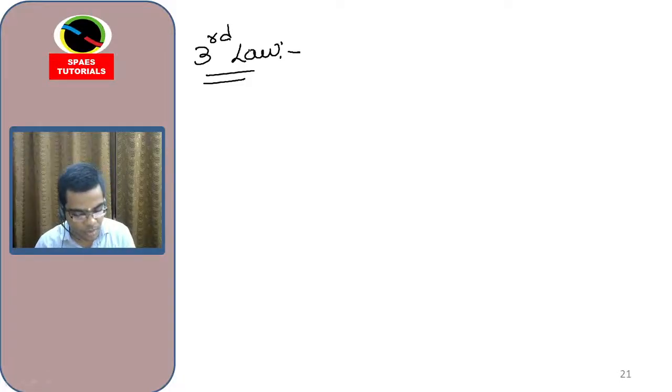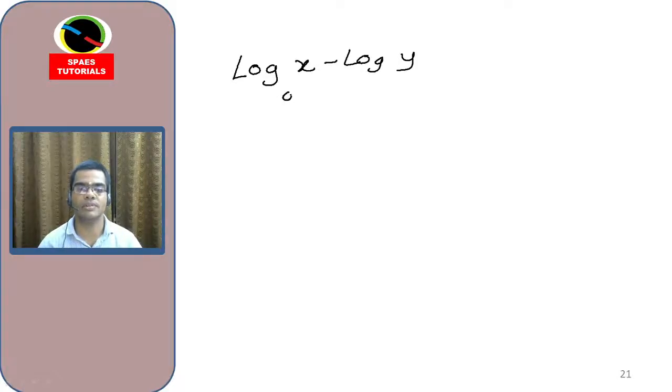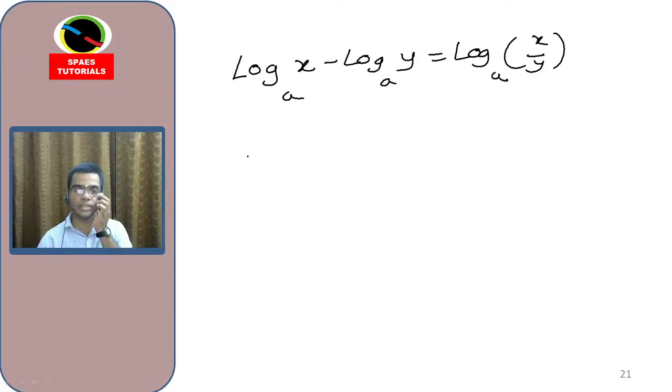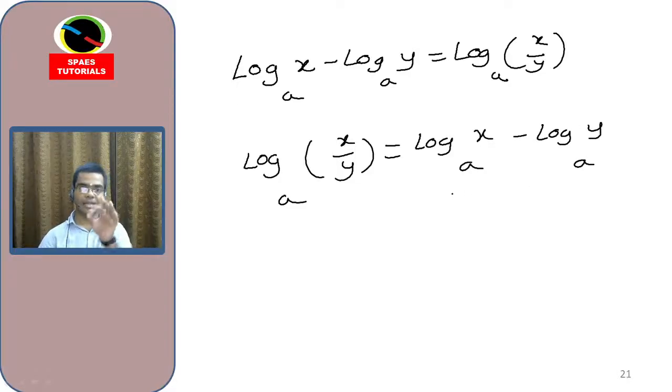Third law. Before going to the third law, I just have a few more points to say about the second law. Generally, what we write is log x minus log y with some base, and we write it as log x by y base a. So can we write it in the reverse direction, that is, log x by y base a, can we directly write it as log x base a minus log y base a? We cannot write that directly, because we should put the mod of x.